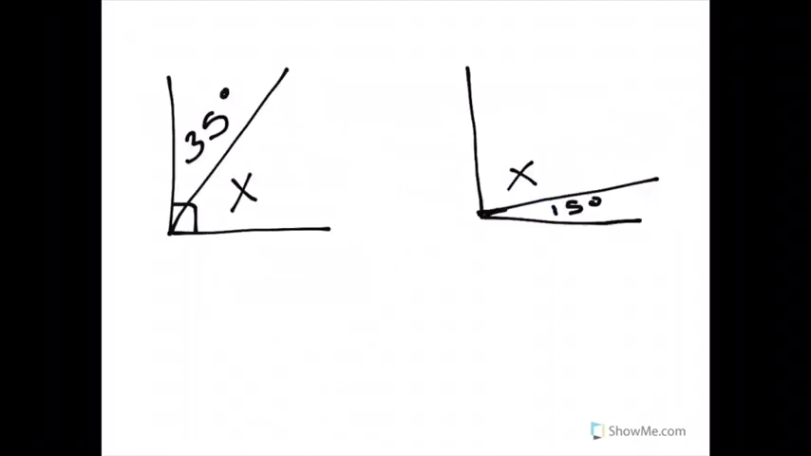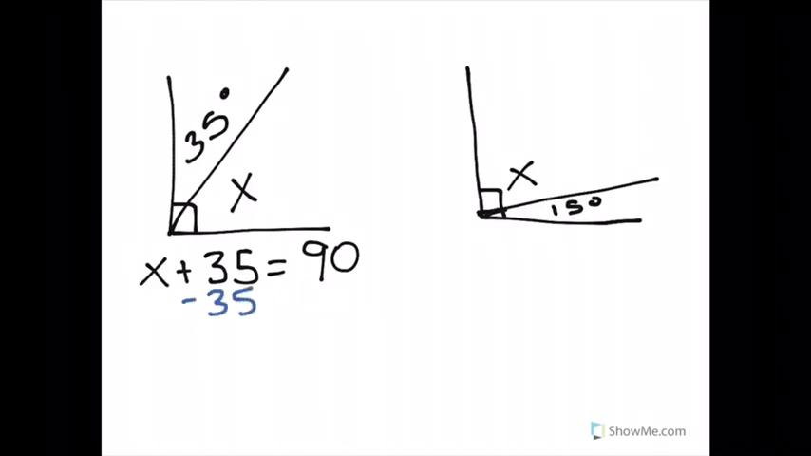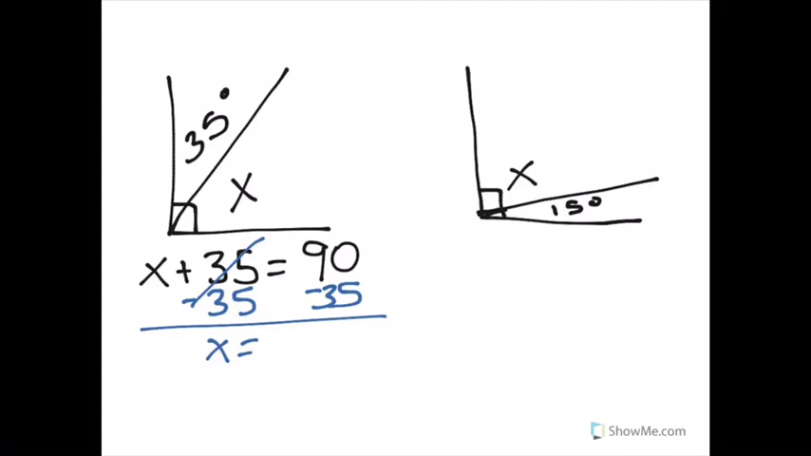So here are 2 drawn problems, and in the first one we see that we have 35 degrees and x. Again, going back to how we could write an algebraic expression, we would take angle 1 plus angle 2 and it equals 90 degrees. We would then subtract the 35 degrees from each side of the equation and determine that our value of x is 55 degrees.